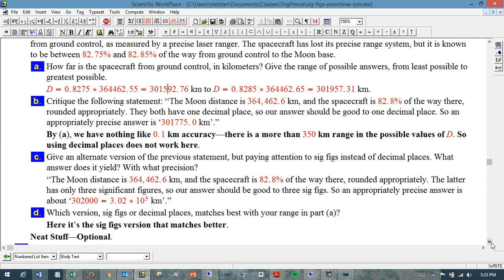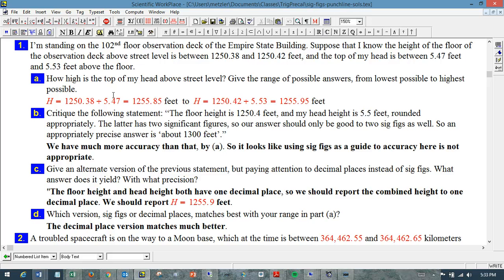Okay, and so the punchline is that sig figs are more appropriate for multiplication, and decimal places are more appropriate for addition. And that I mentioned in the shortened punchline video. So hopefully that gives you an idea of what we were supposed to be doing and what I wanted you to get out of this.